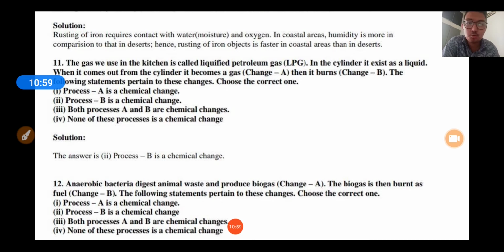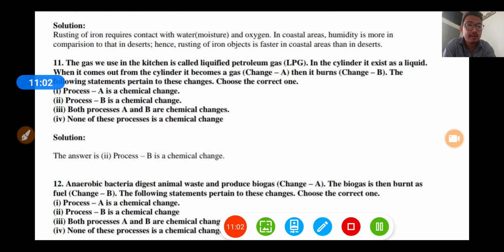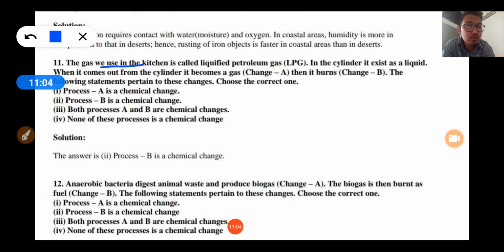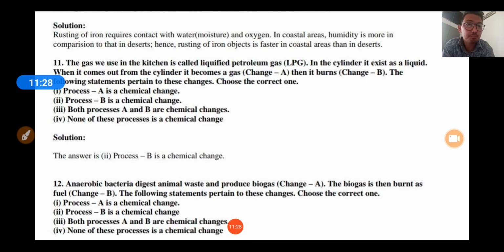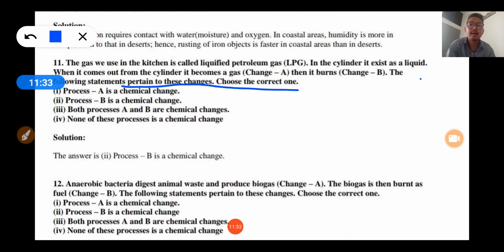Now let's discuss question number 11. The gas we use in the kitchen is called LPG, liquefied petroleum gas. It exists in the cylinder as a liquid, but when it comes out of the cylinder it becomes gas. Let's call this change A, and then it burns, let's call it change B. Now we have to check which of the following statements is correct.